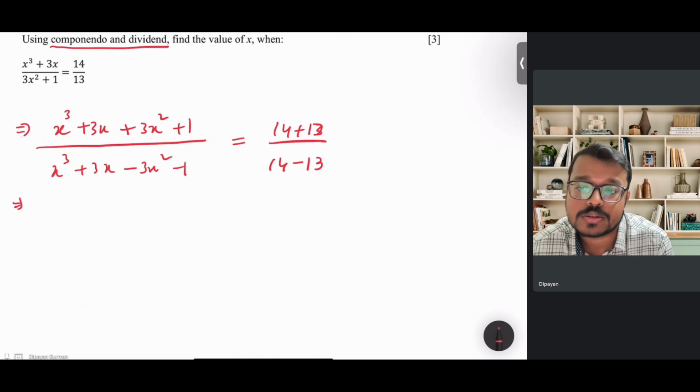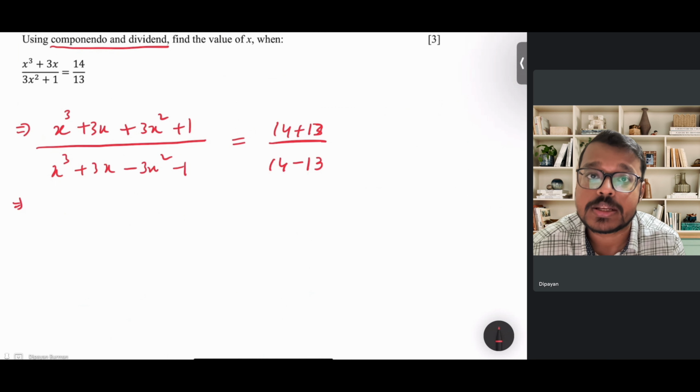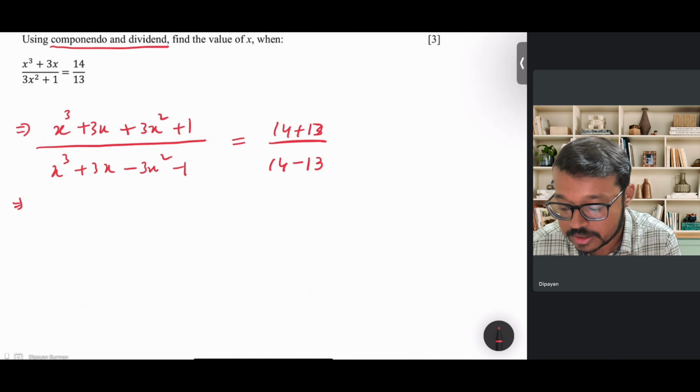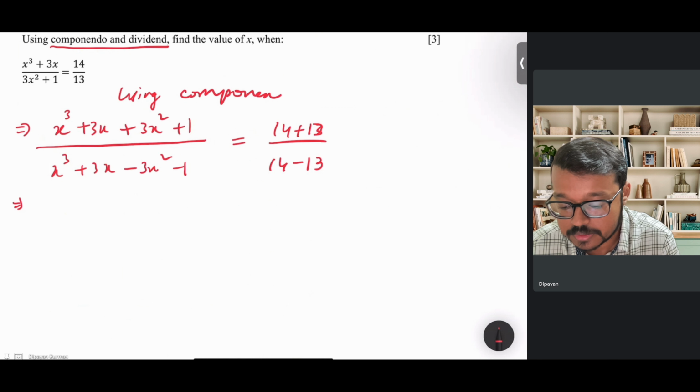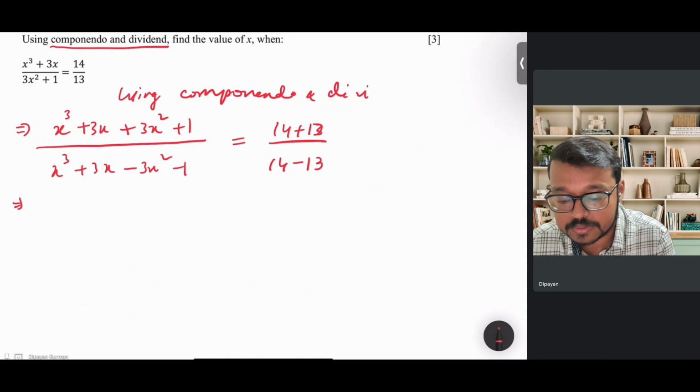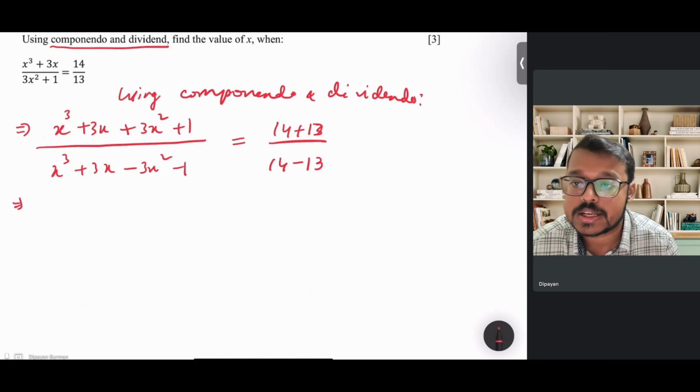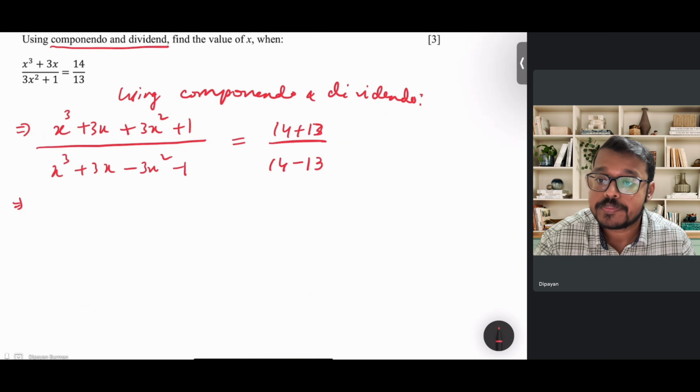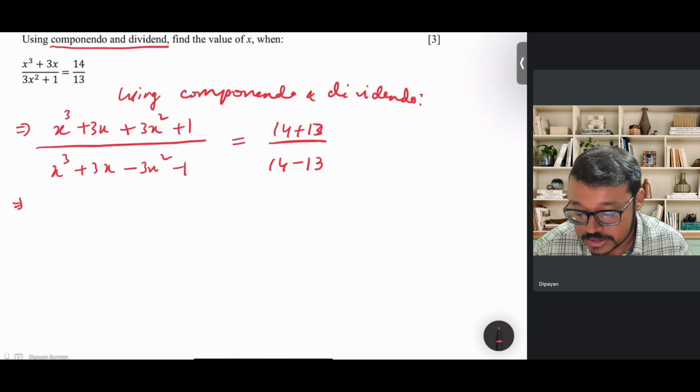And you can also mention it. It's always best to mention which property was used. So here, using componendo and dividendo, we get this. Now the next thing to notice is the left side.